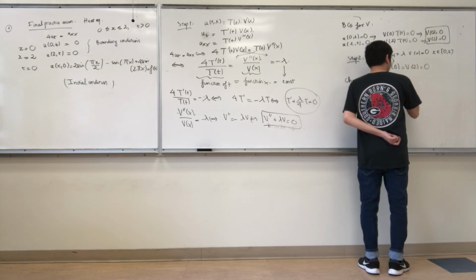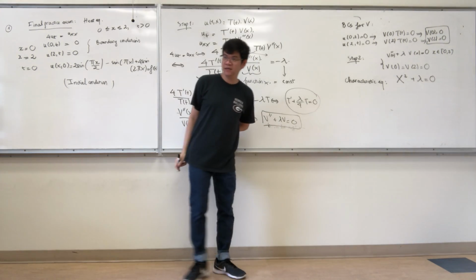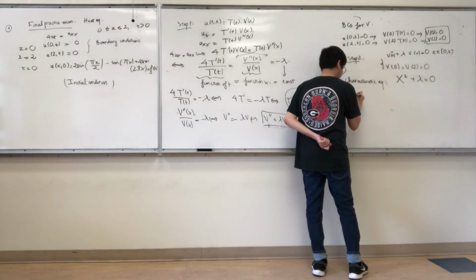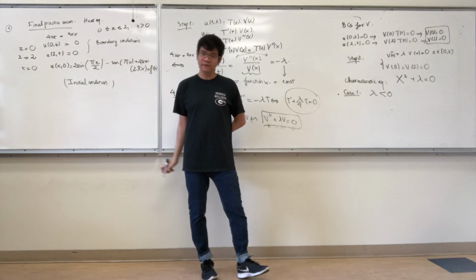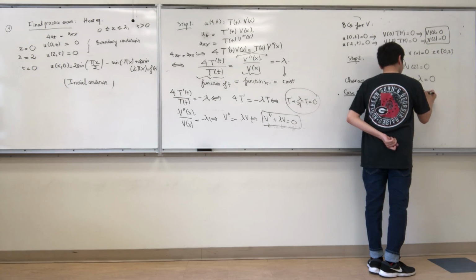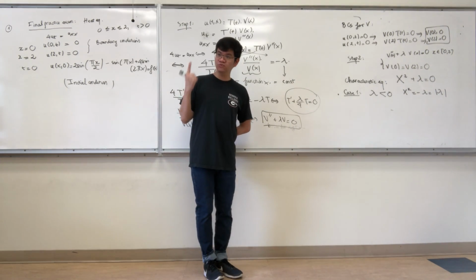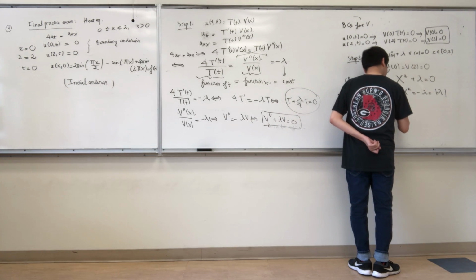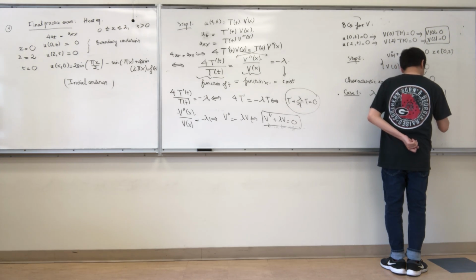Alright, so you have x squared plus lambda is 0. So case number 1, lambda is negative, right? So when lambda is negative, you have x squared is minus lambda, and this is the absolute value of lambda, right? So you have two roots. The first root, root number 1, will be square root of the absolute value of lambda, and root number 2 is minus square root of the absolute value of lambda.